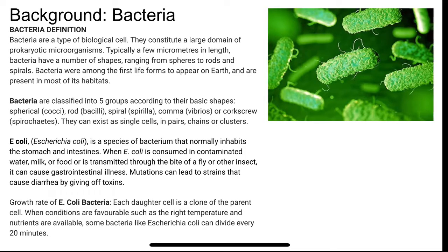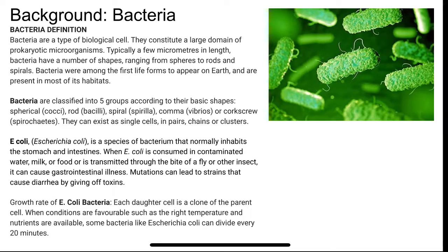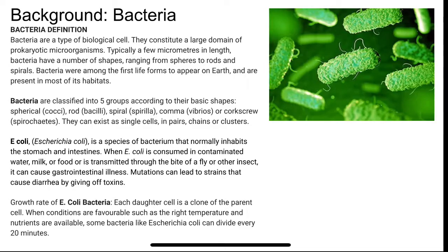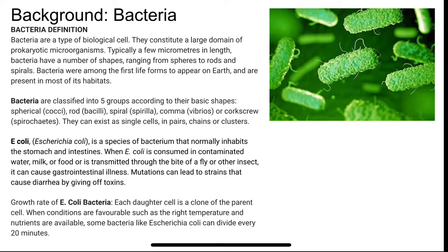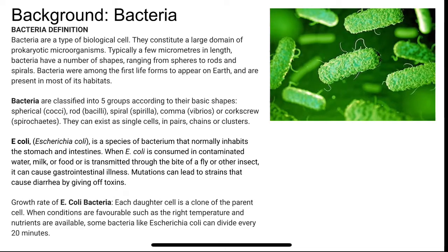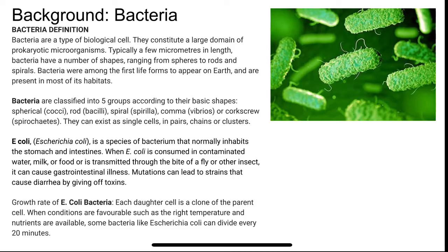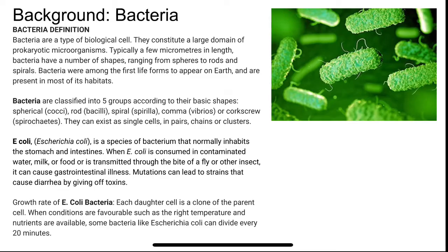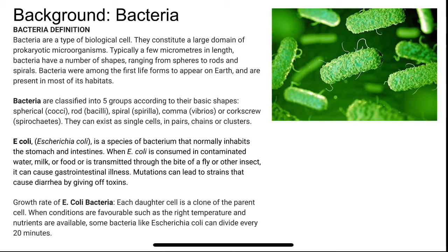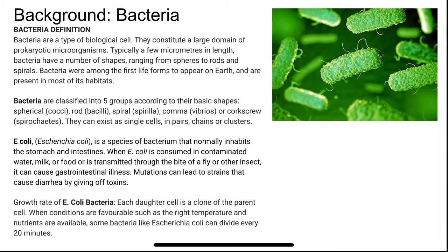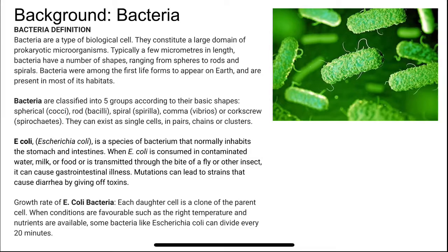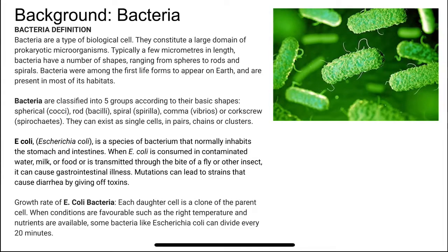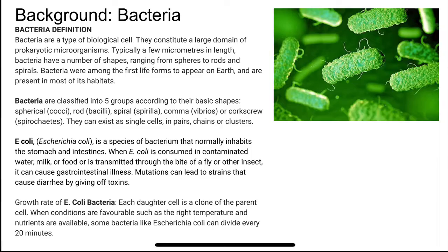Alright, now that we've touched on exponential growth, let's talk about bacteria. So bacteria are a type of biological cell. They constitute a large domain of prokaryotic microorganisms. Bacteria are typically a few micrometers in length and were among the first life forms to appear on Earth and are present in most of its habitats. Bacteria are classified into 5 groups according to their basic shapes: spherical, rod, spiral, comma, and corkscrew. They can exist as single cells, in pairs, chains, or clusters.